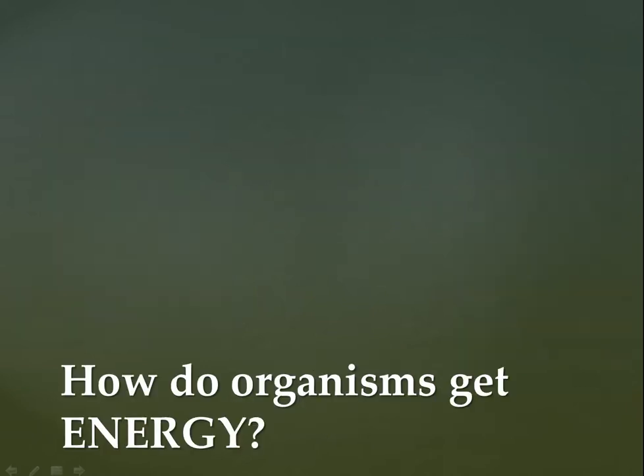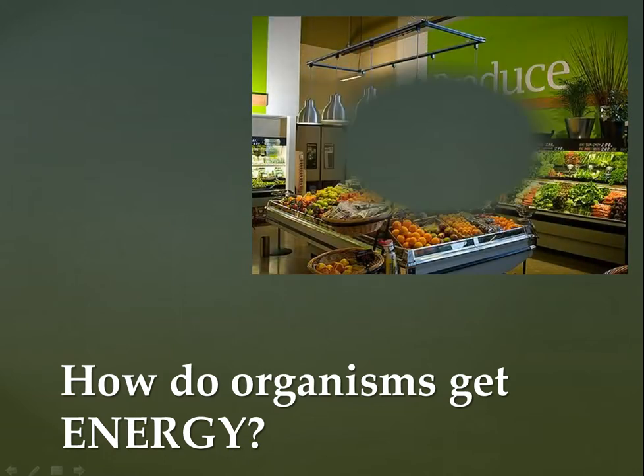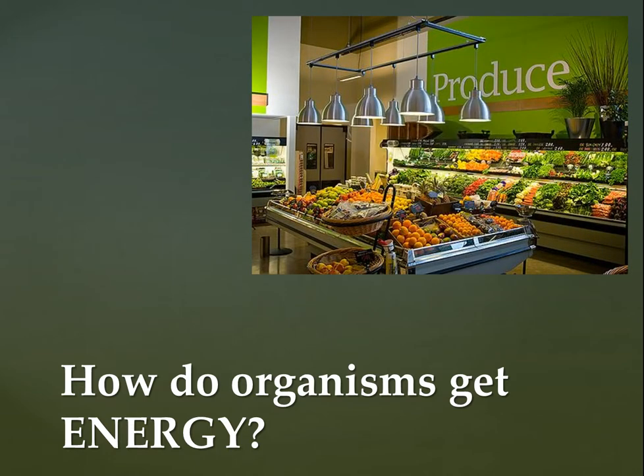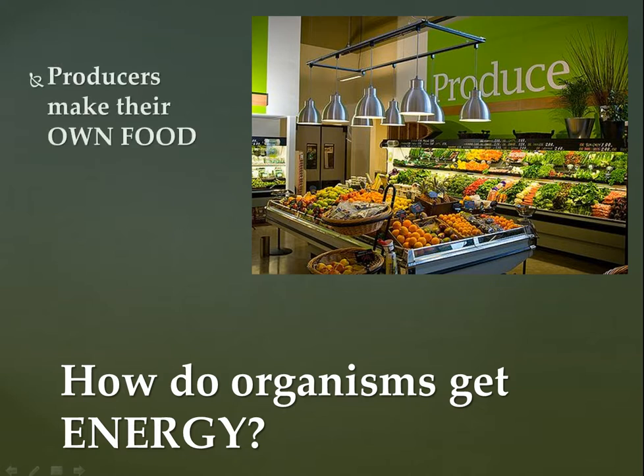Alright, so we're going to talk about feeding relationships, especially with organisms today. How do organisms get energy? Last time you were at the grocery store, did you ever look in the produce section and wonder why it's called the produce section? Well, look at everything you find in the produce section. Fruits and vegetables, they're all plants. Plants are called producers. Producers make their own food. They produce their own food. Remember, plants can use sunlight, water, and carbon dioxide in order to make their own food.